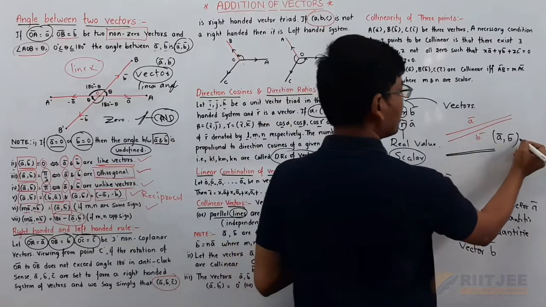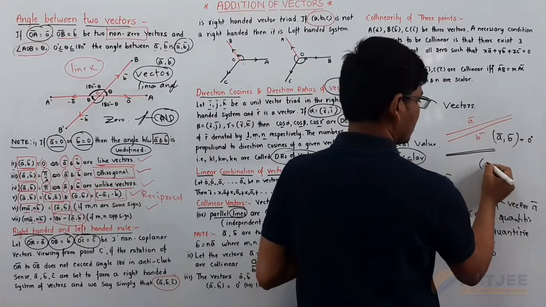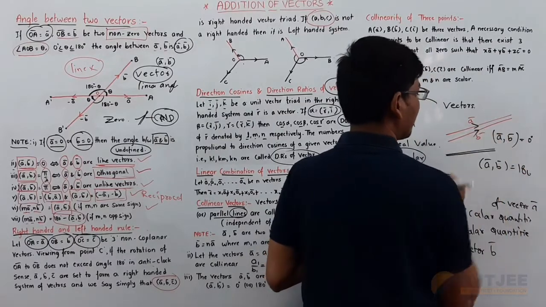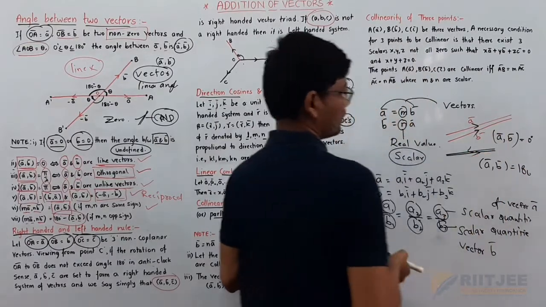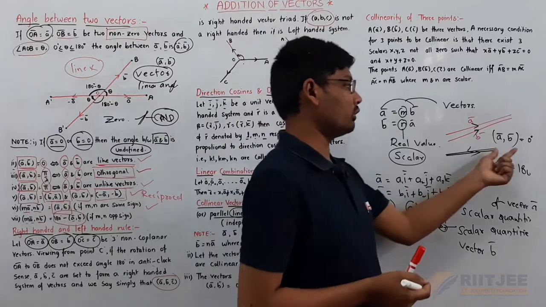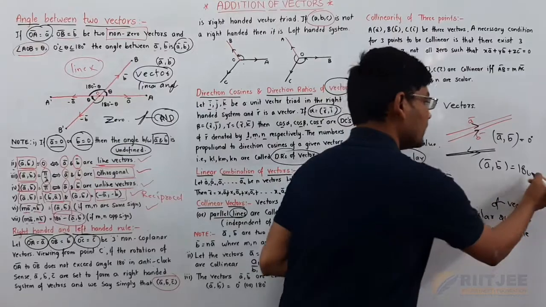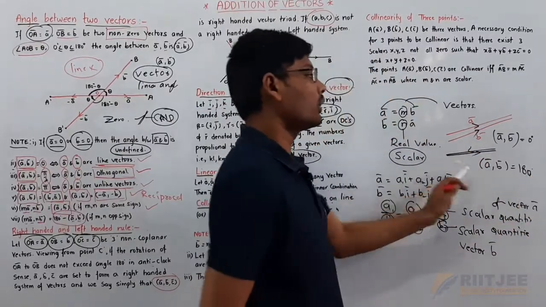This is equal to 0 degrees, or else a bar and b bar are at 180 degrees. This is in the same direction, this is in the opposite direction. So if the angle between these two vectors is 0, or if the angle between these two vectors is 180 degrees, then these two vectors are said to be collinear.